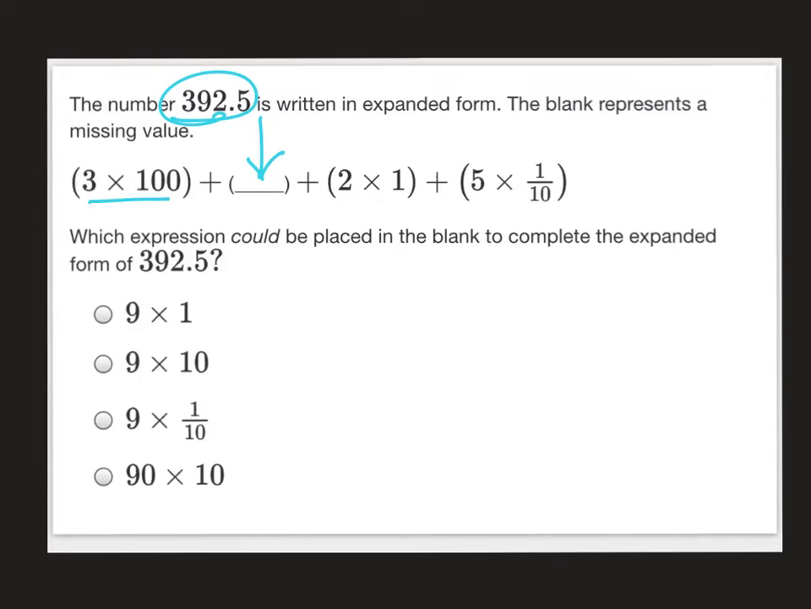So we're saying what would go next? What does this number right here represent? This 9. So obviously we're using 9, but we're wondering what is that place value? So if 9 is representing 90, then that means we need the 9 times 10.